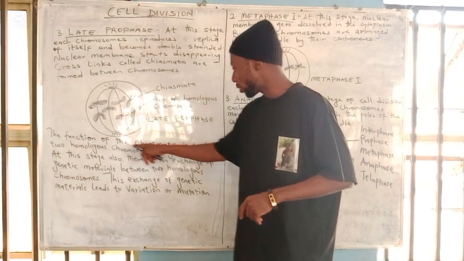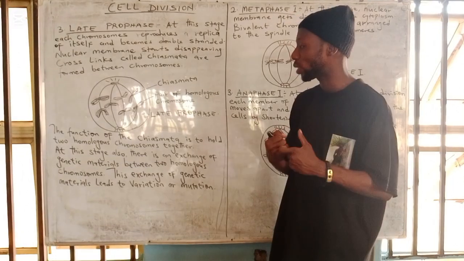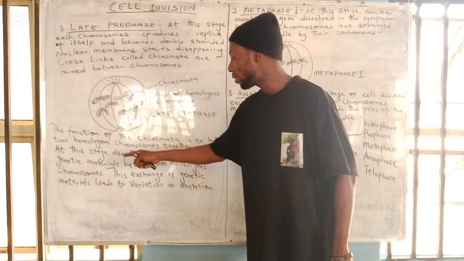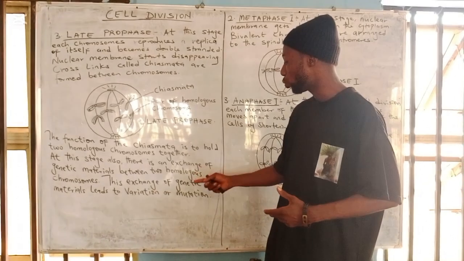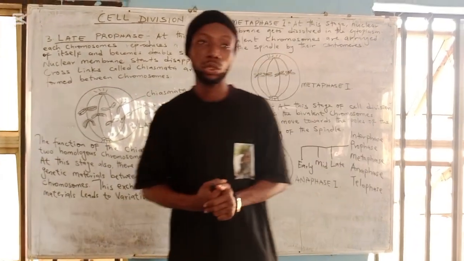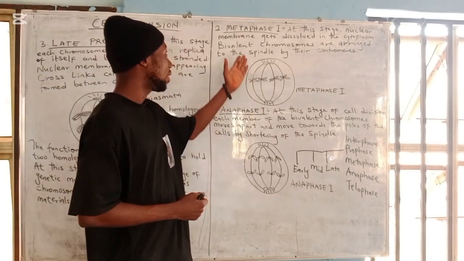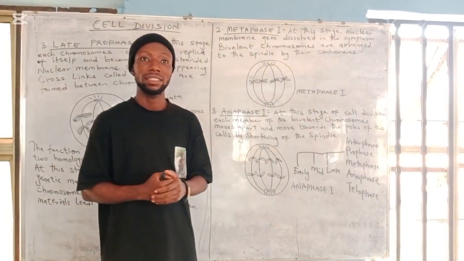Okay, the function of the shear matter, I said, is to hold the homologous chromosomes together. And at this stage also there is an exchange of genetic materials which lead to genetic variation and mutation. Okay, then here is the second stage of cell division, which is the metaphase.